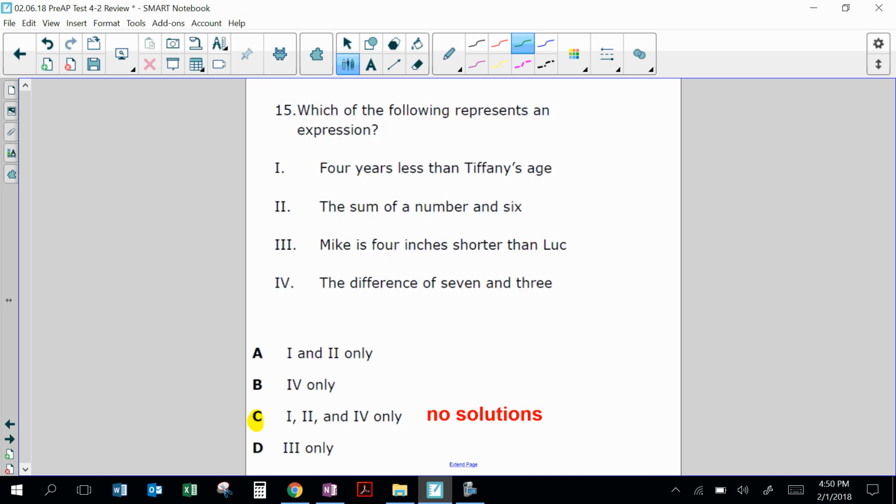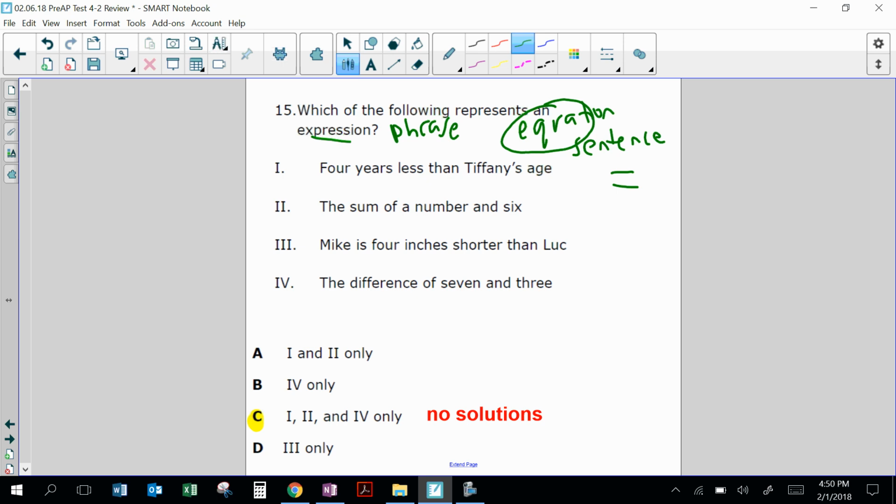Number 15, which one represents an expression? Again, an expression is a phrase, while an equation is like a sentence. A sentence is a complete thought. A phrase only gives you barely enough information. An equation gives you more than enough information to solve it. An equation is equal to something. It tells you exactly what is equal to or going to become.